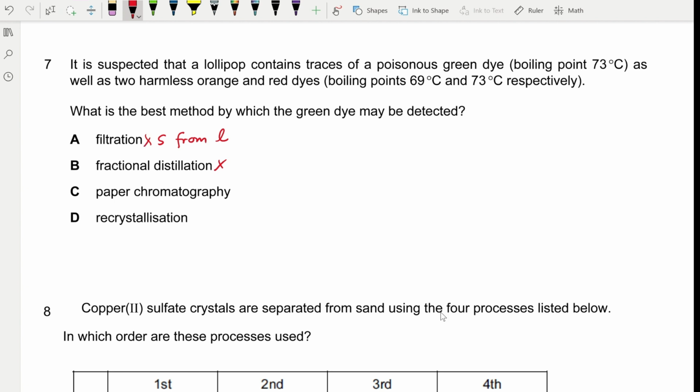Paper chromatography is more like it, as long as these dyes have different solubilities in the chosen solvent. So answer is C. Recrystallization is a method that is used to purify chemicals based on their different solubilities, but it works with higher amount of sample.